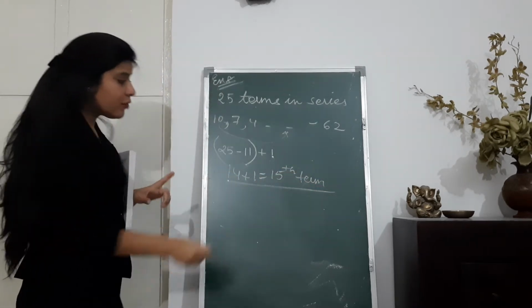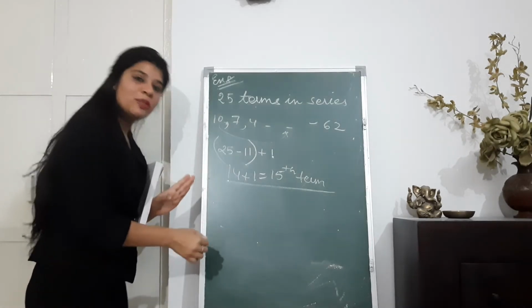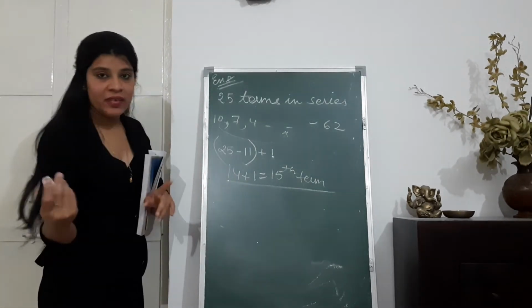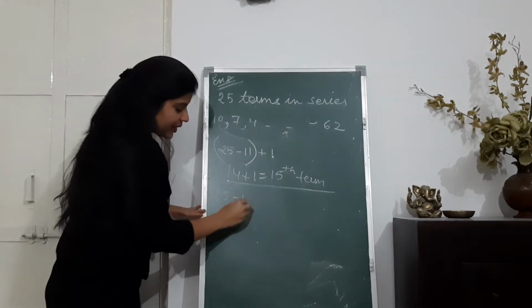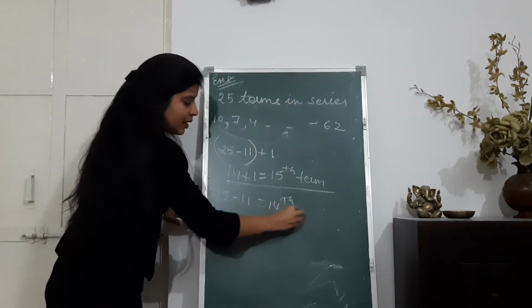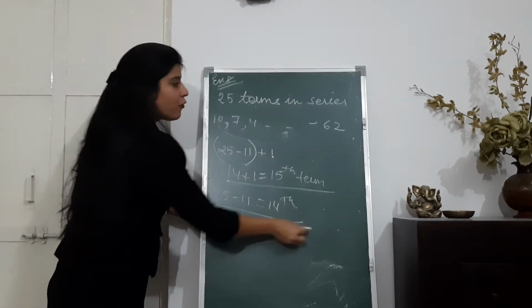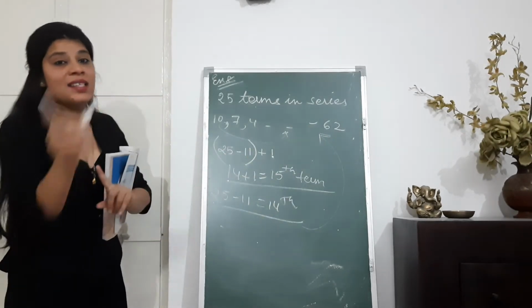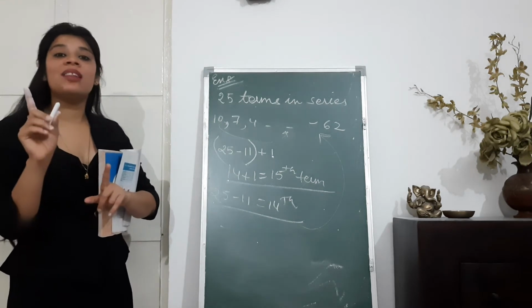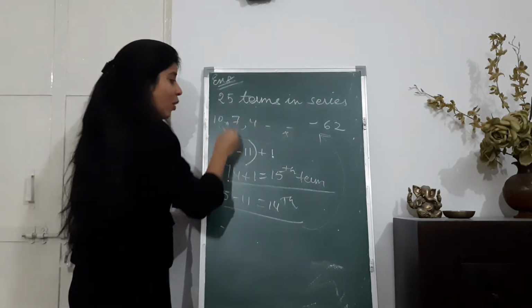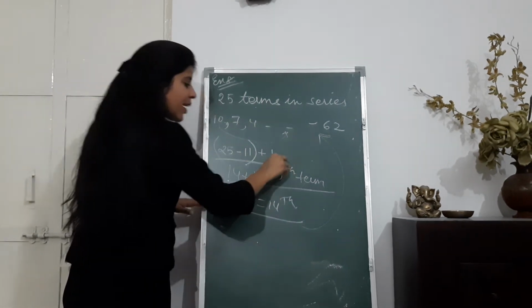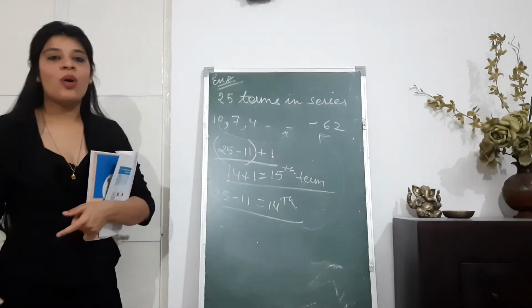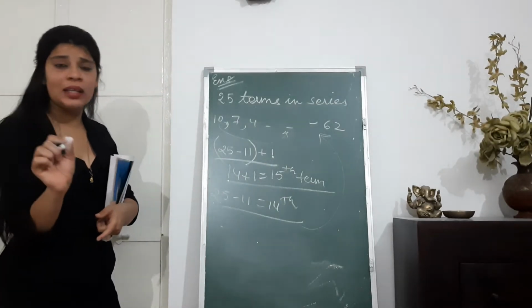A lot of times children make this mistake: they do 25 minus 11, that is the 14th term, and then they end up finding the 14th term of this AP and quote that as the answer. But that is going to be the wrong solution. Always remember, it is 25 minus 11 plus 1. Why is there a plus 1 in this?